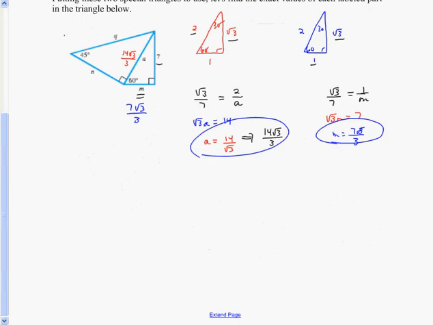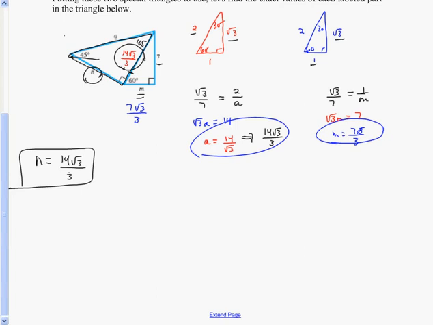Now let's take a closer look at that other triangle that's left. We have the 45, 45, 90 here. What I know is typically this side and this side are equivalent. So I know if A is 14 square root of 3 over 3, then N has to be the same thing. I don't have to work for him, although I could. Alright, so I know him because I know A, and they're going to be equal by the 45, 45, 90 setup. Okay?